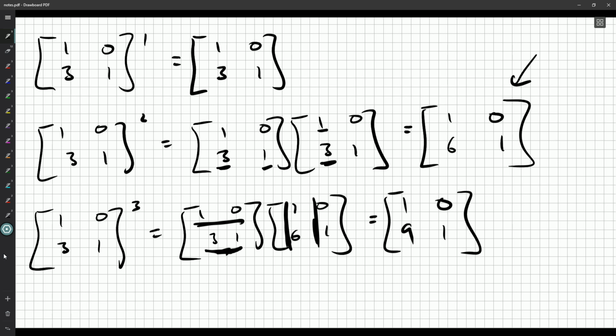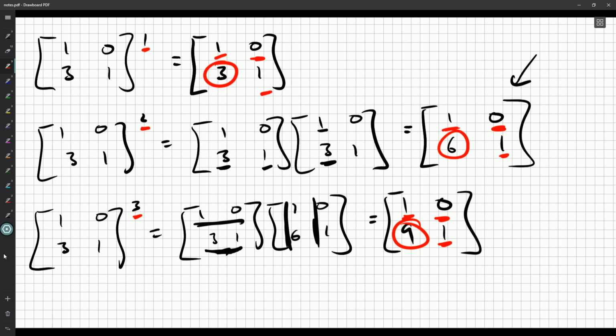Okay, we might start to notice some things. There seems to always be a 0. There always seem to be 1s along the main diagonal. But the bottom number, the number in the bottom left corner, seems to change. It was a 3, now it's a 6, then it became a 9. How are we getting these? And you might be able to sort of guess what it is based on what exponent you're at.